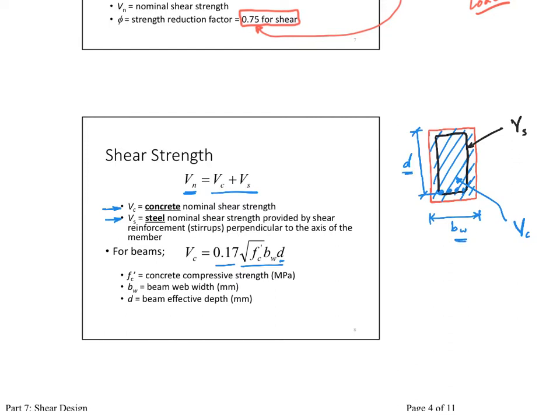Remember that units are very important. F prime c here must be in megapascal, b web is in millimeters, and d is in millimeters. We cannot change the units here because the 0.75 is a coefficient that is based off these units.